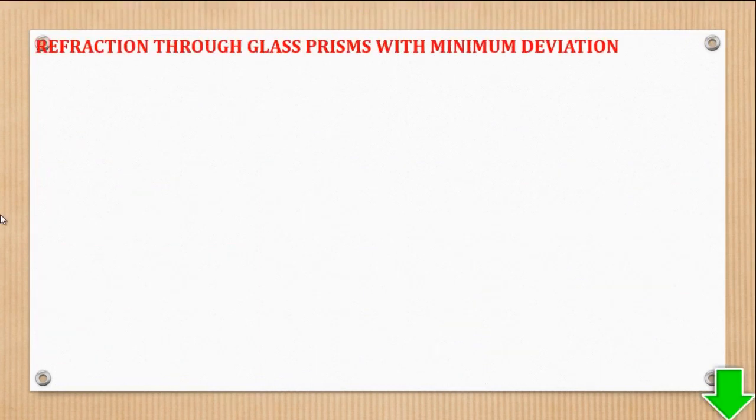So the questions we have looked at have had no condition, but now what if they give some conditions? For example, in this case, we have begun with a condition for deviation to be minimum. In the previous questions, they have just asked for total deviation, but what if they put the word minimum deviation? How do you handle such questions?